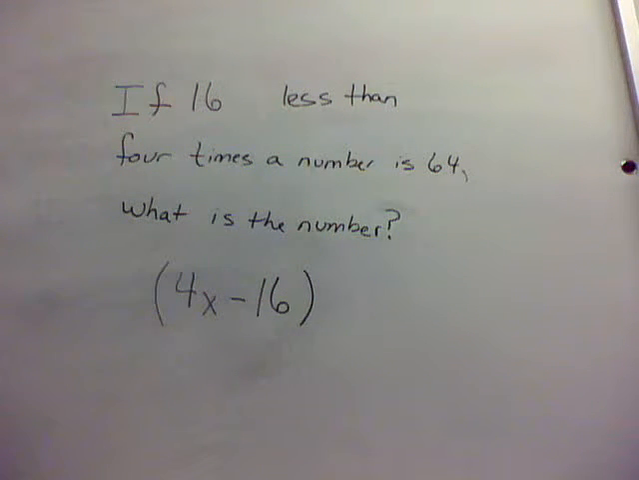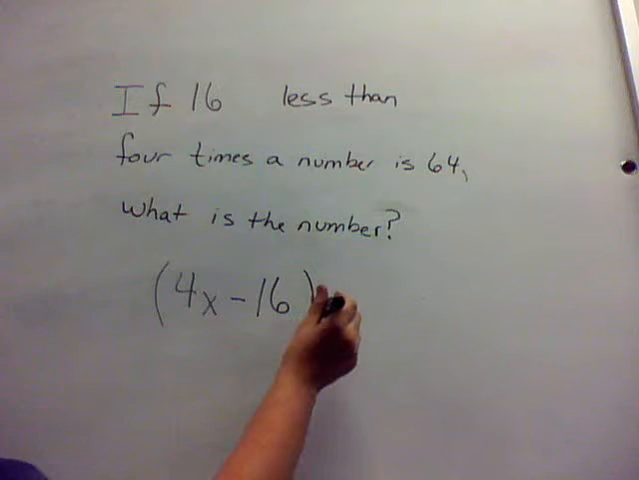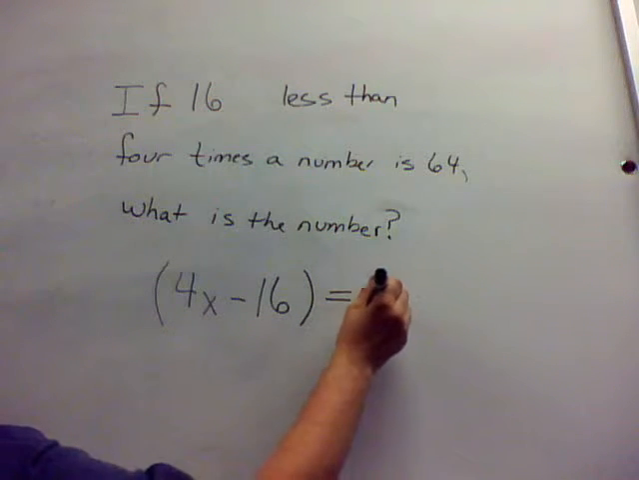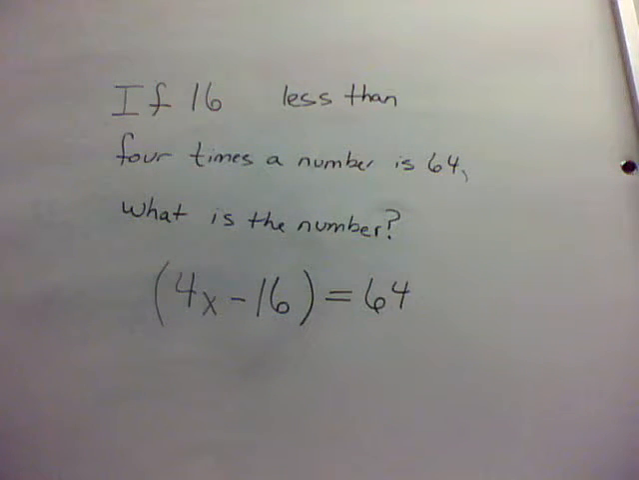Just because the 16 comes first doesn't mean that it's actually 16 minus 4x. Oops, 16 minus 4x. That's not true. Actually, this would be a completely wrong answer. So you have to actually look at the wording. So 16 less than 4 times the number is 64. This problem isn't actually that hard once you get it all figured out like that.